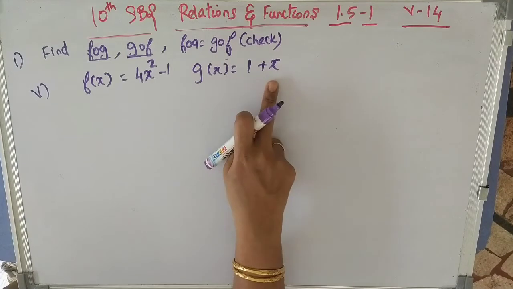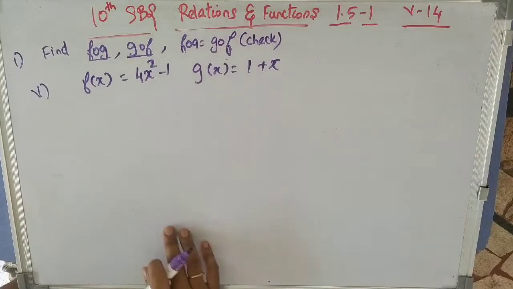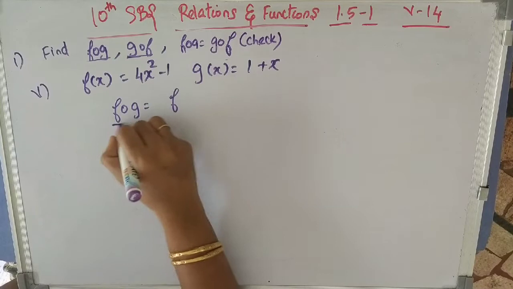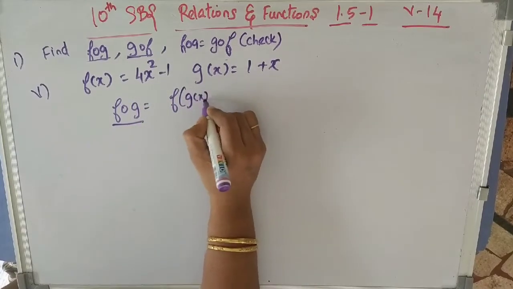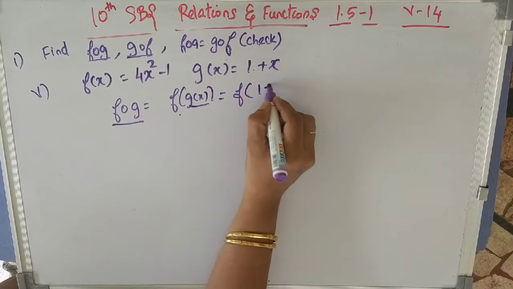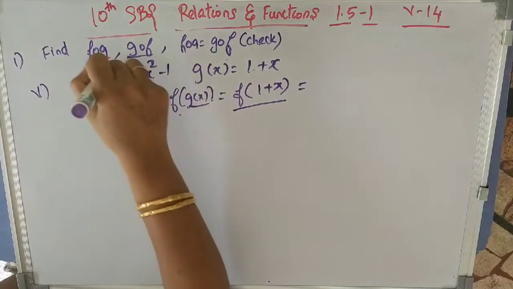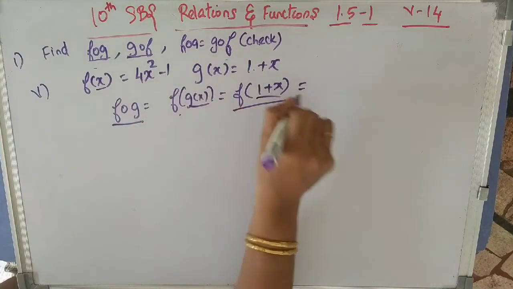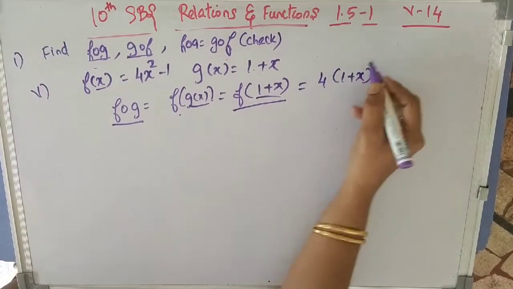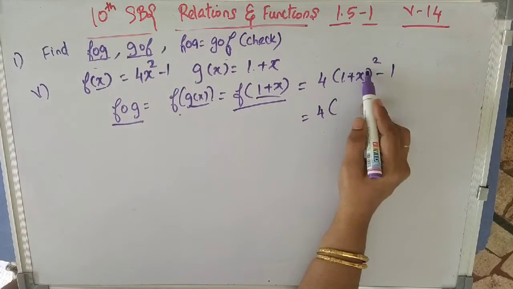f of x is equal to 4x squared minus 1. g of x is equal to 1 plus x. We have to first find f dot g. f dot g is equal to f of g of x. So f of, what is g of x? 1 plus x. So we know f of x. So we need to find f of 1 plus x. So in f of x, we have to replace x by 1 plus x. So 4x squared minus 1 is f of x. So 4 into 1 plus x the whole squared minus 1.